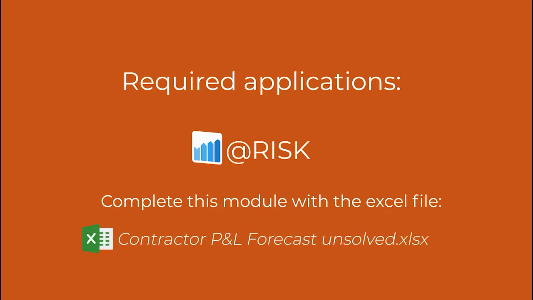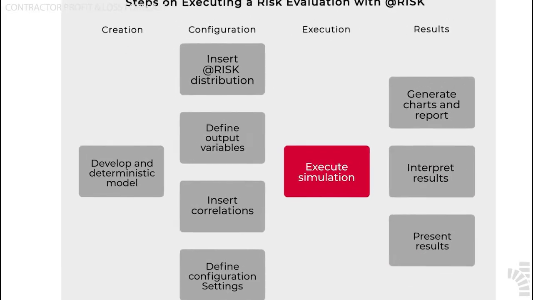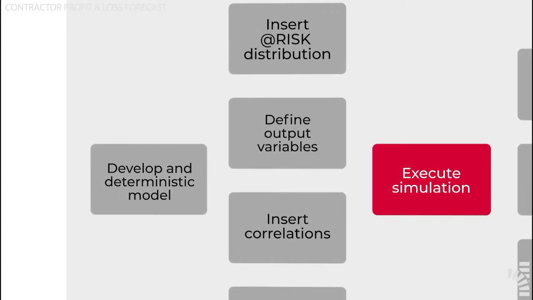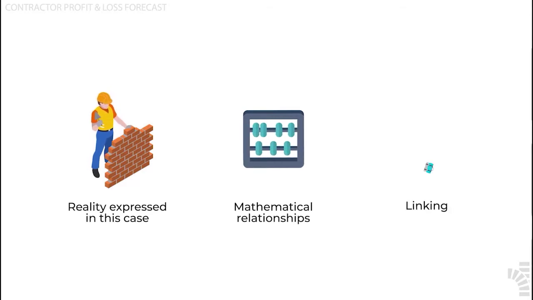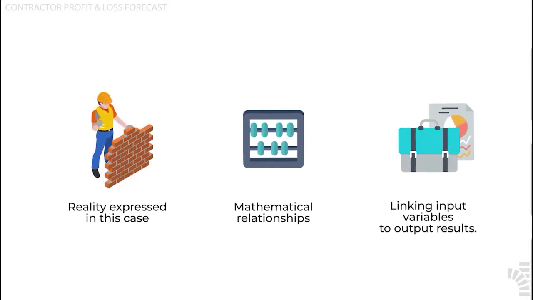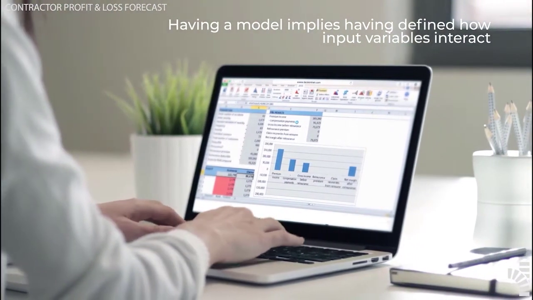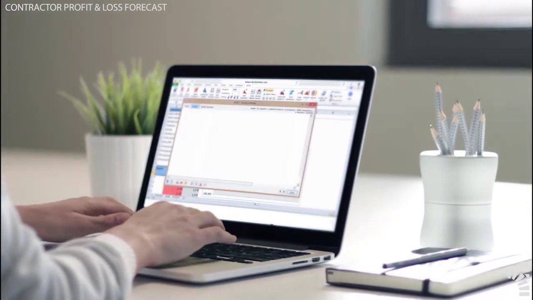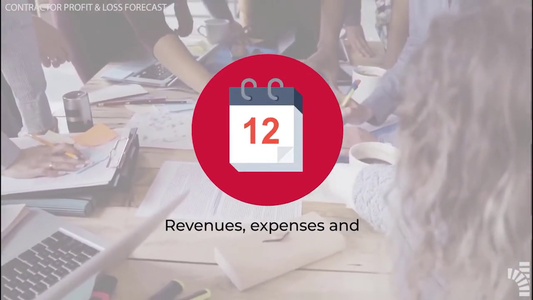Structuring the model. Any model in @RISK should agree in general to the following step-by-step process. The first requirement is to have a deterministic model. In our terms, a model is a simplified interpretation of a reality expressed, in this case, through mathematical relationships, linking input variables to output results. In other words, having a model implies having defined how input variables interact between each other under a mathematical framework in order to create one or more output variables that should be analyzed.